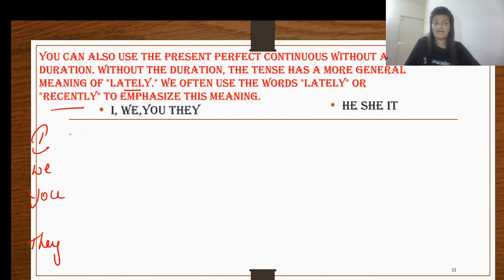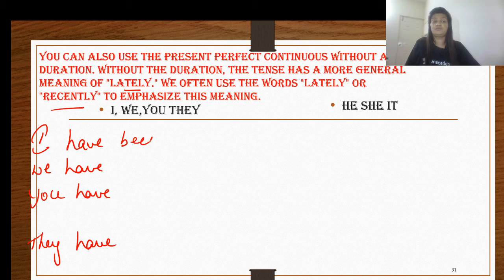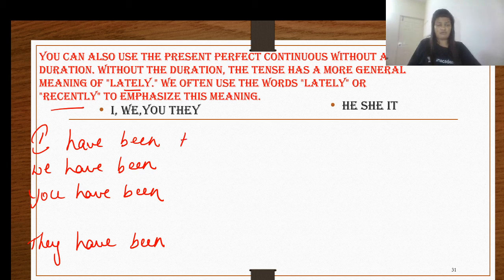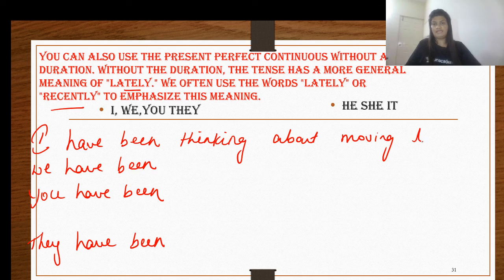Because we are using have, we are going to say have. And what are we going to use in present perfect? Definitely been. We have been, you have been, they have been. So the usage, I have been thinking about moving lately.